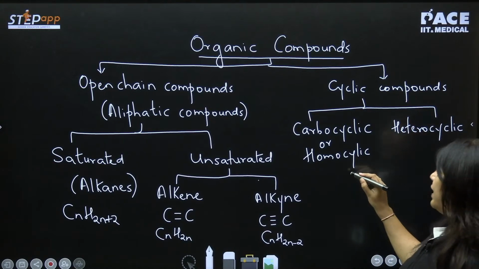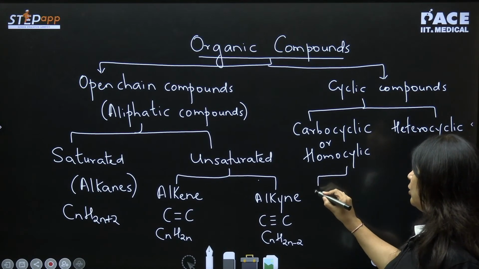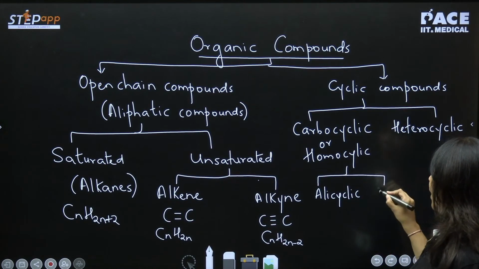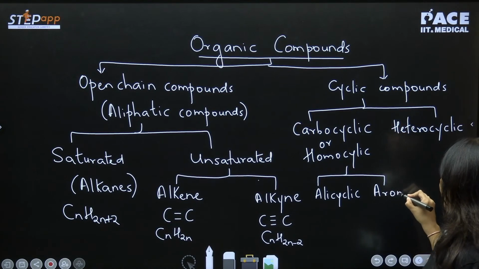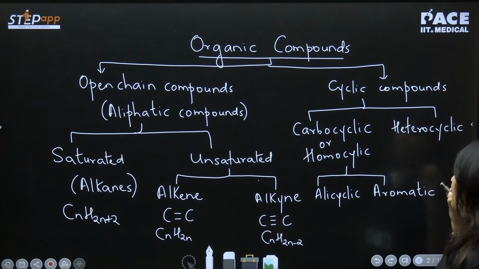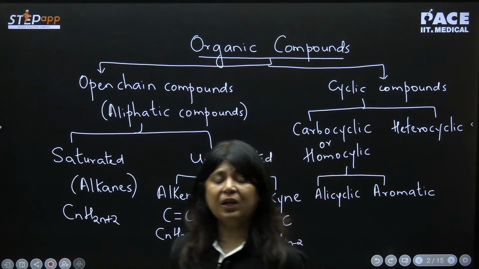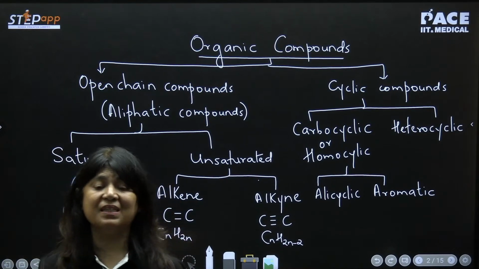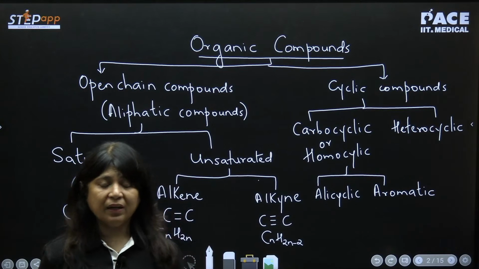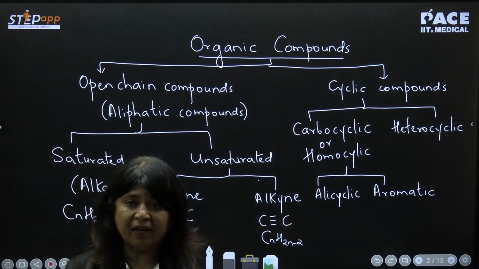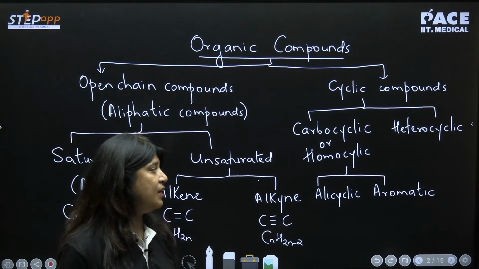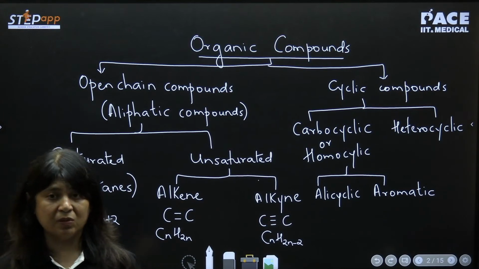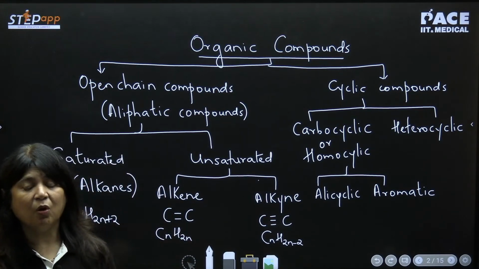Okay. Carbocyclic or homocyclic compounds are again further classified into alicyclic and aromatic. Aromatic organic compounds are those which have similarities to benzene. What exactly are aromatic compounds? We'll be doing the details of that in the next chapter. Anyways, today we are going to start with the naming of these different types of organic compounds, that is, the IUPAC nomenclature of organic compounds.